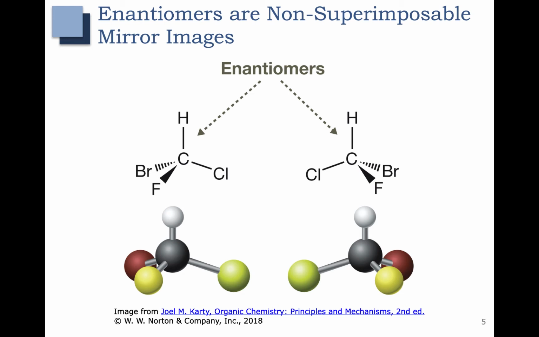Enantiomers are what we call non-superimposable mirror images. That means that while these molecules are mirror images of each other, and hopefully you can see that here, we can't put one on top of the other. They don't quite match up. This is a little hard to see by looking at these pictures, so let's check out some models.